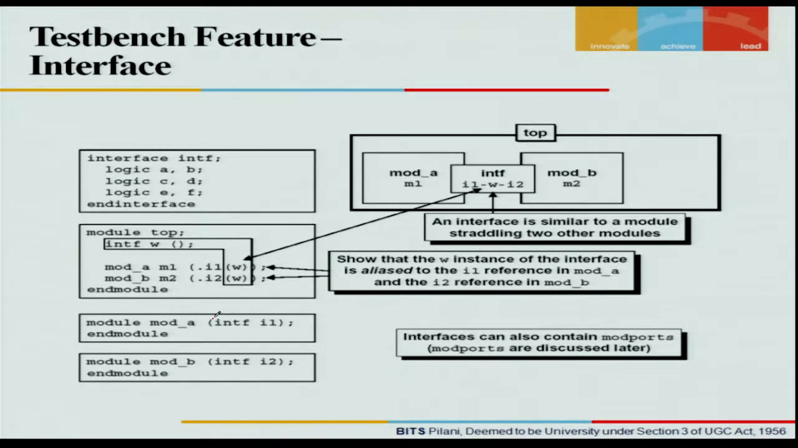As I said, they are two different modules which just take input as interface I1. So what is happening here is that mod_A M1 is connected to interface I1, and that is connected to W. So W is an instantiation of the interface inside the top module, and I1 is the input signal of module A. Similarly, I2 is the input signal of module B. So W is connected to I1 and I2 respectively.